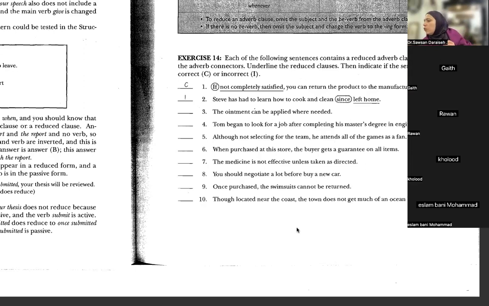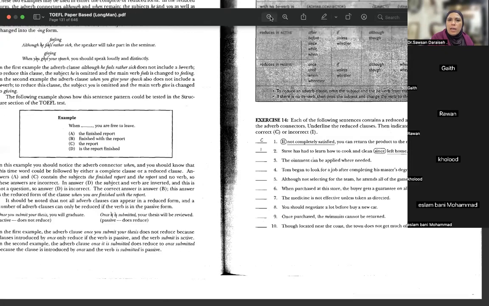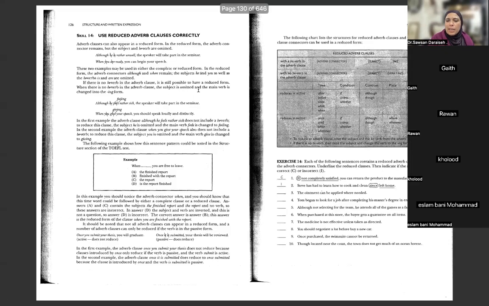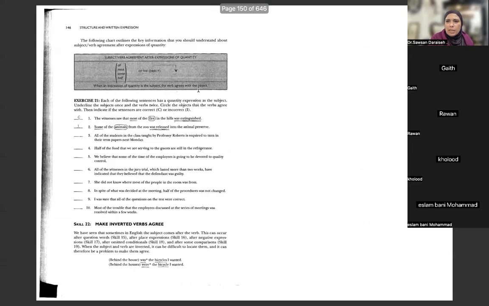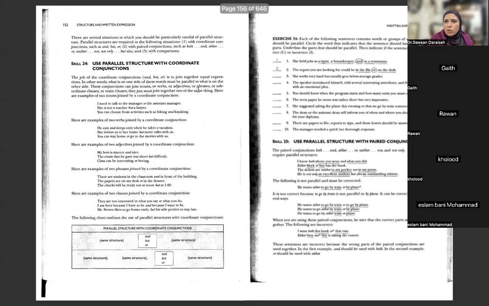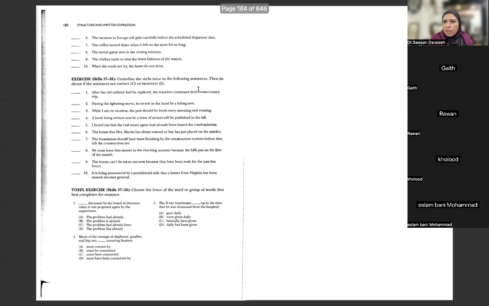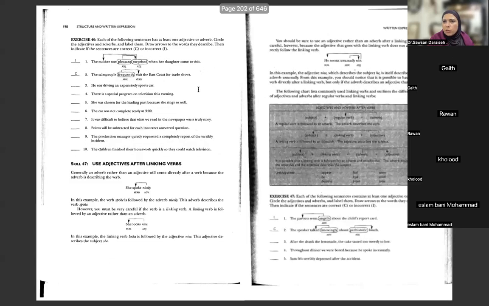Now we want to move on to page 255, please. Let's move on to page 255. We want to move to reading.